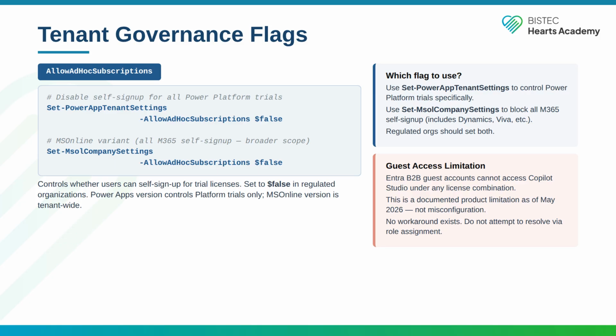In most regulated organizations, the right approach is to use the Power Apps module for platform-specific governance and the MSOnline module for tenant-wide lockdown. Document which flag you applied and why. The choice has compliance implications, and auditors will ask. Governance flags are set once and audited regularly. Set them during tenant provisioning. Document the decision in your governance policy, and verify them quarterly to confirm they have not been changed.